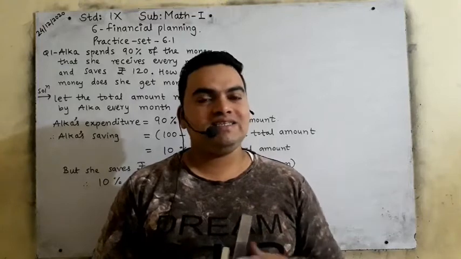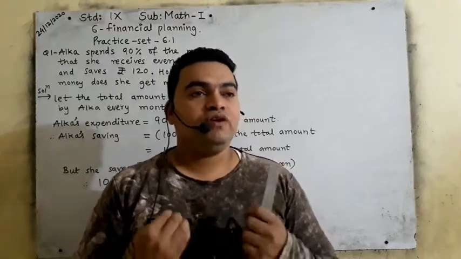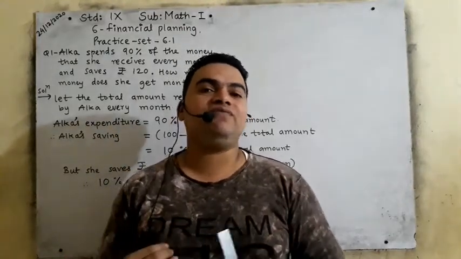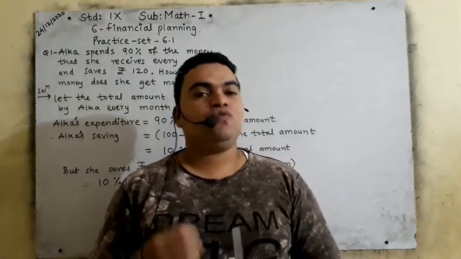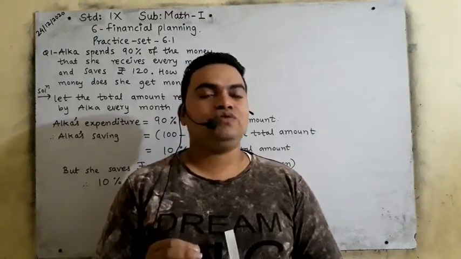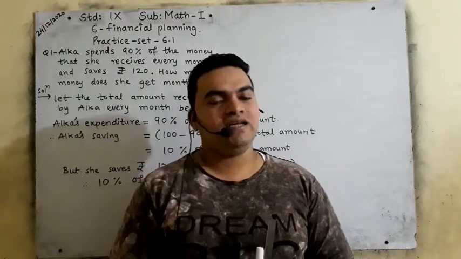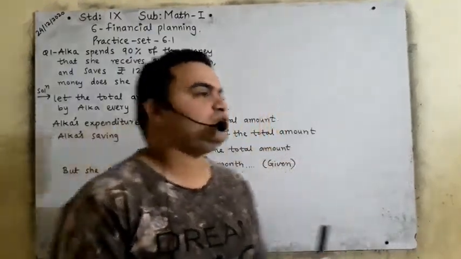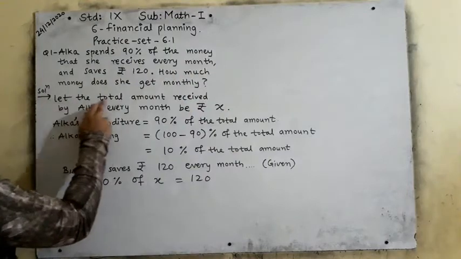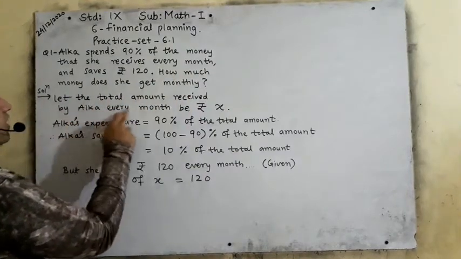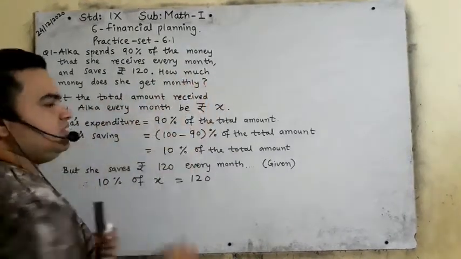It is very much easy. What don't we know? We don't know how much amount she received from her husband. I always tell you, the thing which we don't know, we will consider it X. So my dear students, we will start the solution now. See, let the total amount received by Alka every month be rupees X.